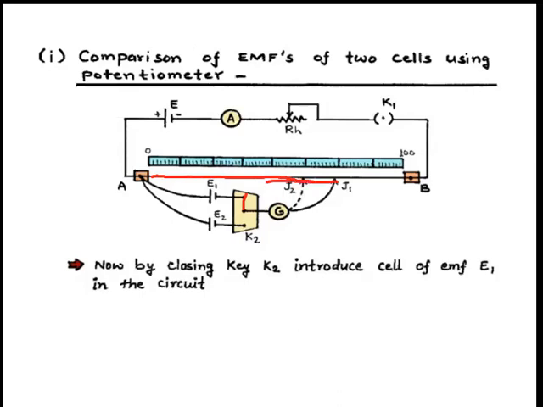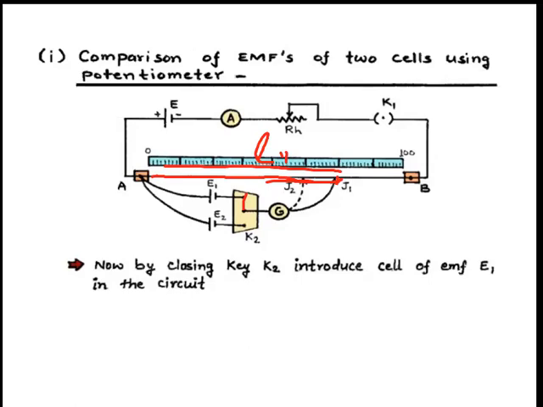We will slide the jockey on the potentiometer wire. And by sliding the jockey on the potentiometer wire, we will find the balance length at which the deflection in the galvanometer is 0. You will slide and find out a point on the wire AB where the deflection in the galvanometer is 0. When the deflection shows 0, suppose that length is J1, that is L1. So L1 is the balance length for the cell E1, right children?